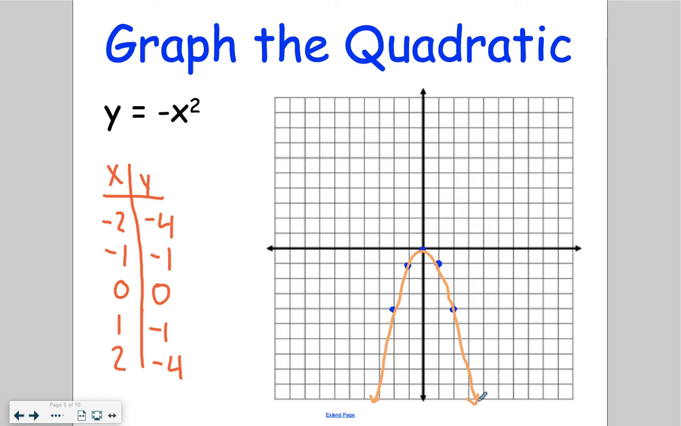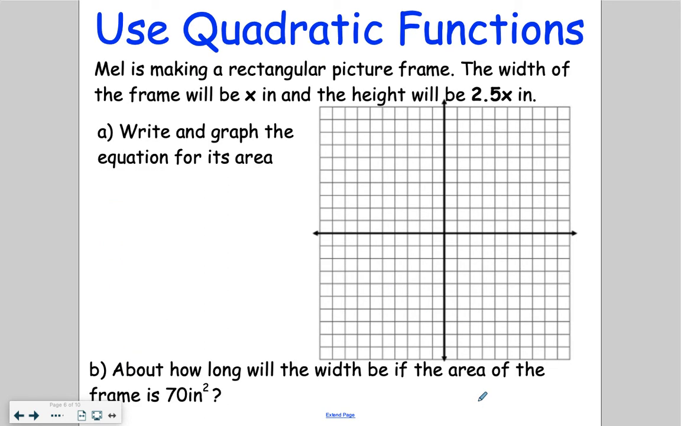So that's the basics of graphing. Now we're going to get into a couple of the basics of using these equations. So, for example, Mel is making a rectangular picture frame. The width of the frame is x inches, and the height will be 2.5x inches. Our first job is to write and graph the equation for the area. So we know that the area of a rectangle is equal to the base times the height. So I'm looking at my values here, and I know that area is equal to x times 2.5x, which is 2.5x squared.